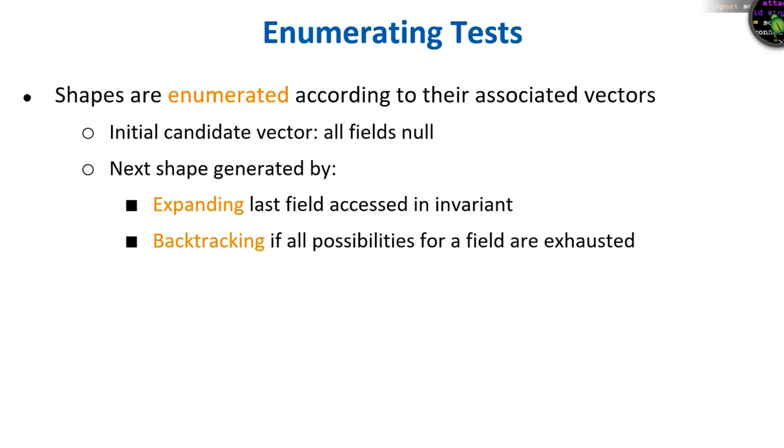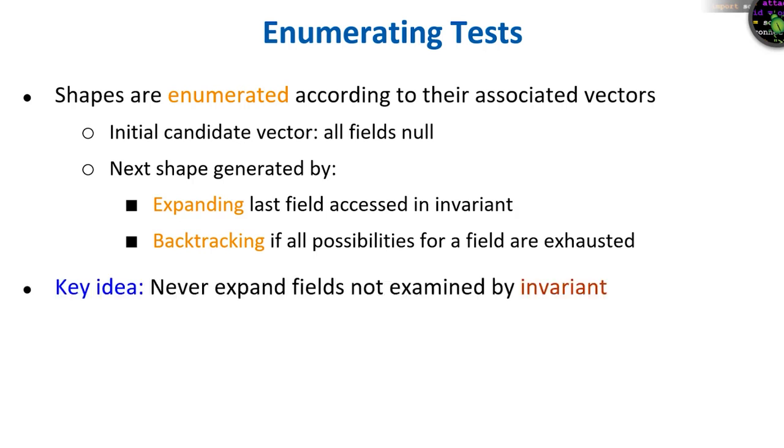In other words, the field is assigned to the next object that could potentially be assigned to that field. Once all possible assignments for a field have been checked, then Korat backtracks in the following way. It resets that field to null, and then it expands the second to last field checked by the rep_ok function. The key rule that lets Korat dramatically narrow its search space is that it never expands fields that are not examined by the rep_ok function.